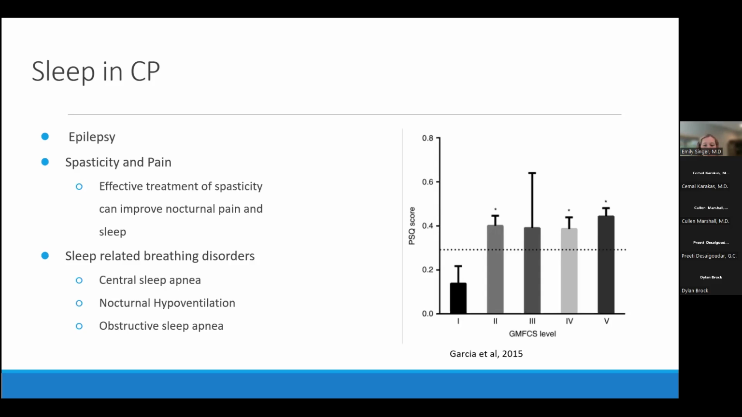And then children with CP can have various different sleep-related breathing issues. If we think about what their systemic issues are, they oftentimes have trouble managing secretions. They are more at risk for aspiration. And so they already have this compromise to their lungs and their upper airways over time. And then you add in things like their neuromuscular weakness. So central sleep apnea, obstructive sleep apnea, and nocturnal hypoventilation can all be found in these children. And they might not be the typical loud snorers that we might see in more typically developing children.